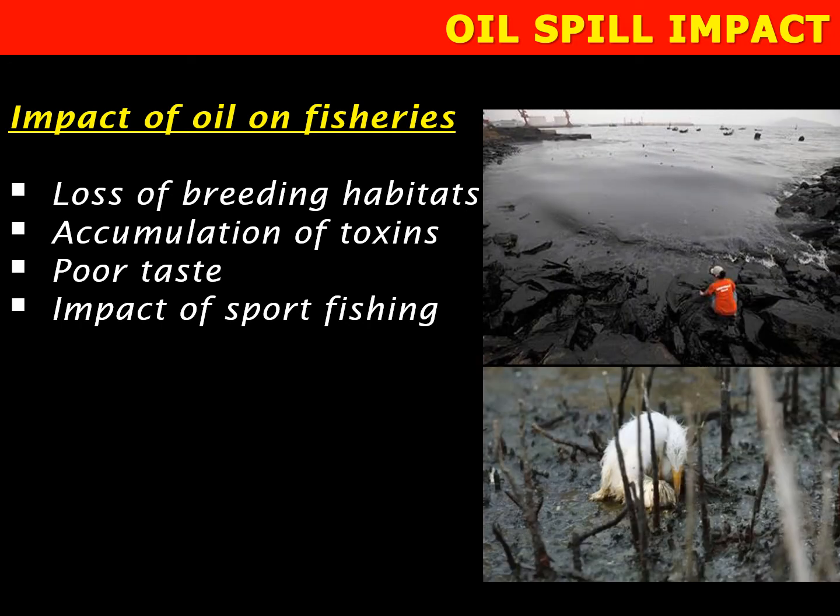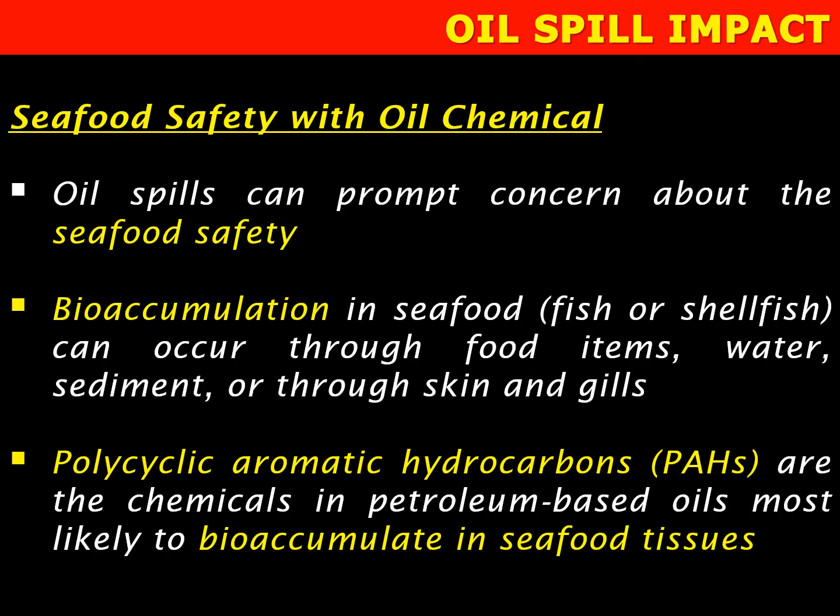Impact of oil on fisheries, such as loss of breeding habitats, accumulation of toxins, poor taste, and impact on sport fishing. Seafood safety with oil chemicals: oil spills can prompt concern about seafood safety. Bioaccumulation in seafood such as fish or shellfish can occur through food items, water, sediment, or through skin and gills. Polycyclic aromatic hydrocarbons, PAHs, are the chemicals in petroleum-based oils most likely to bioaccumulate in seafood tissues.